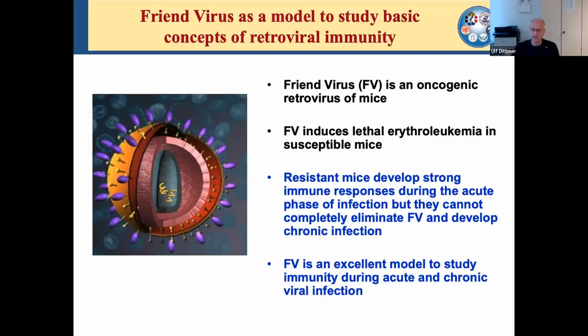So we use this model in order to ask the question, what is the role of regulatory T cells in the development of chronic lifelong virus infections? And you probably know that a number of lifelong virus infections are causing medical problems. For example, HIV, but also hepatitis B and hepatitis C, and also some herpes virus infections that can reactivate later in life.